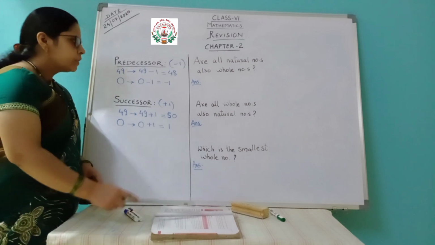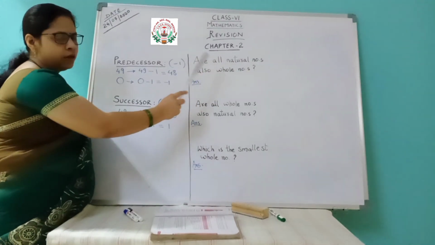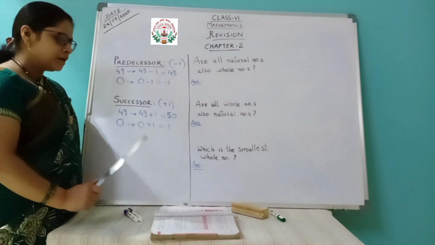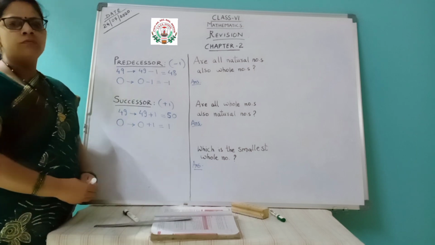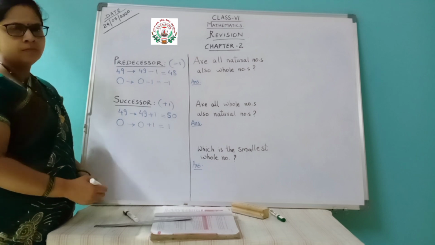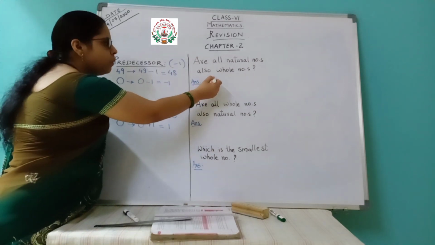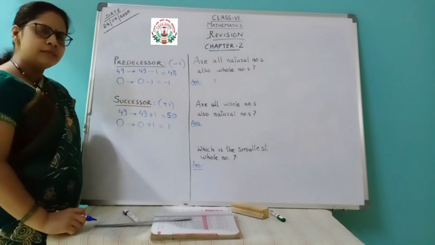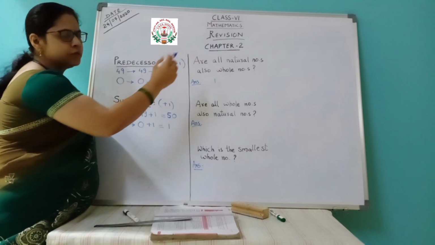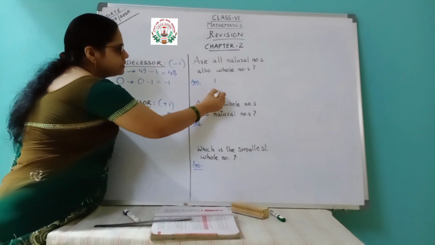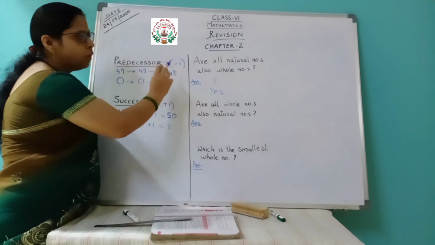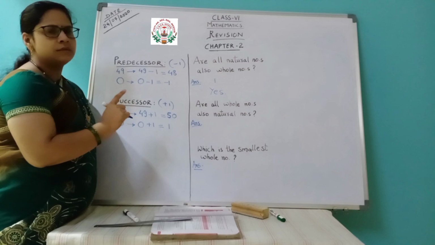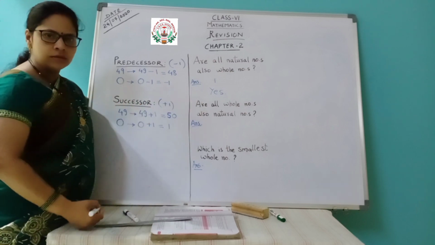What are they? Are all natural numbers also whole numbers? Starting from the first natural number, the smallest natural number is 1. Is this 1 also a whole number? Yes, it is a whole number. So yes, all the natural numbers are whole numbers. So you will write here, yes, all natural numbers. The smallest natural number is 1, and that is a whole number also. So your answer is yes.